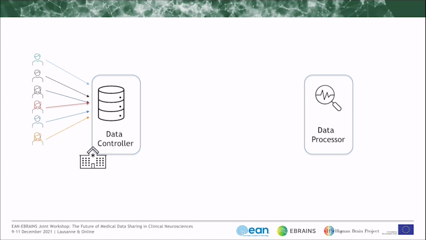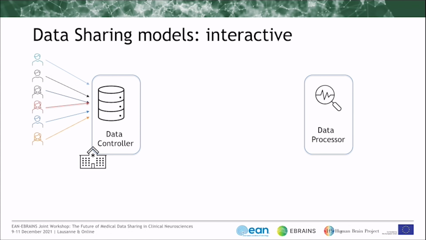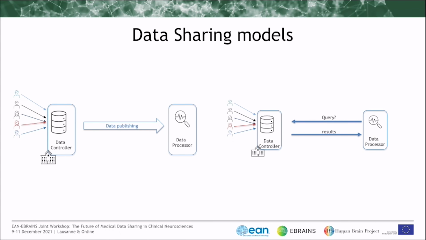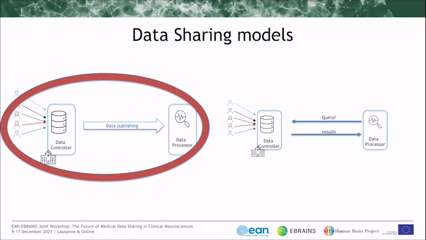According to the second data sharing model, the processor can interactively ask for the data directly from the data collector when needed, and the data collector will release only those data that indeed answer the submitted query. Between these two data sharing models, in this talk I'm going to focus on data publishing.